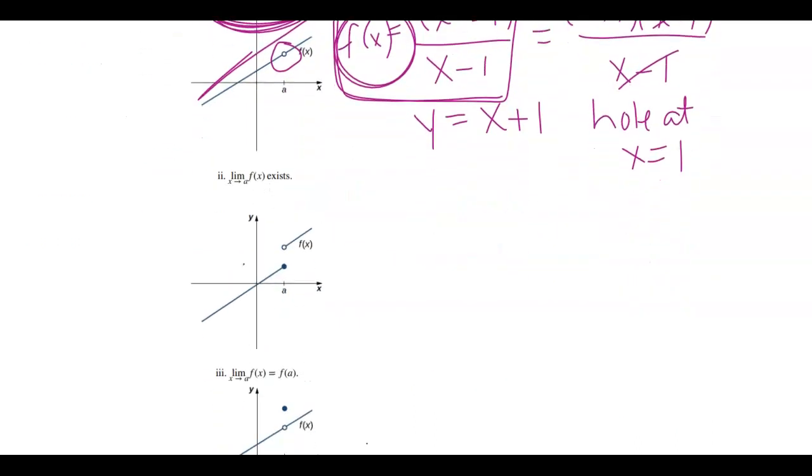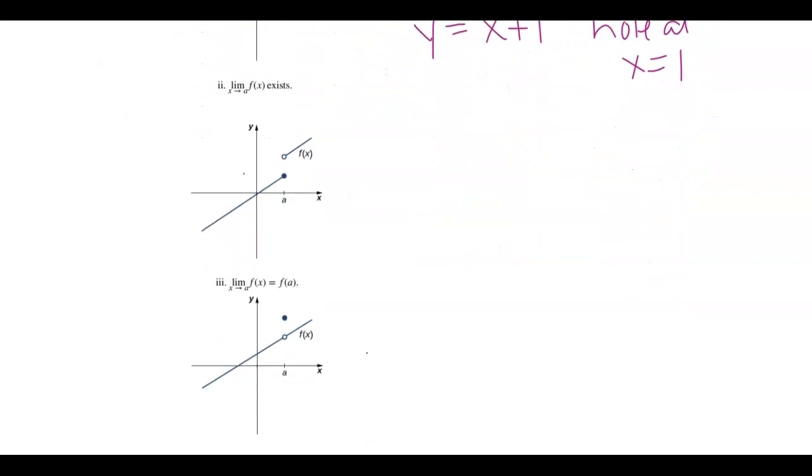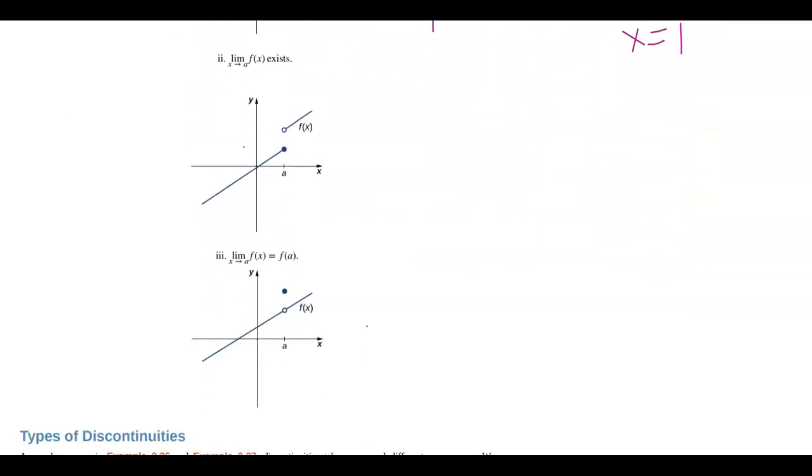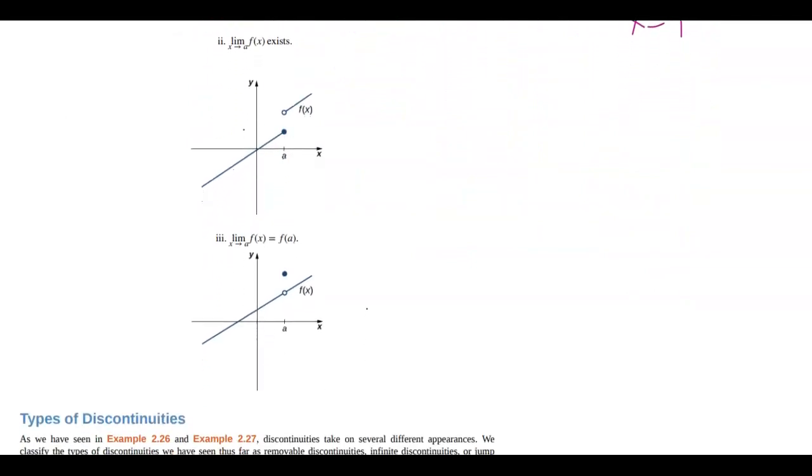Let's look at another example. Here's a piecewise example, and this is a jump discontinuity. In this case, f of a is defined right here. So f of a you could find on the graph, and it checks the box, so to speak, of that first condition. However, the limit does not exist.